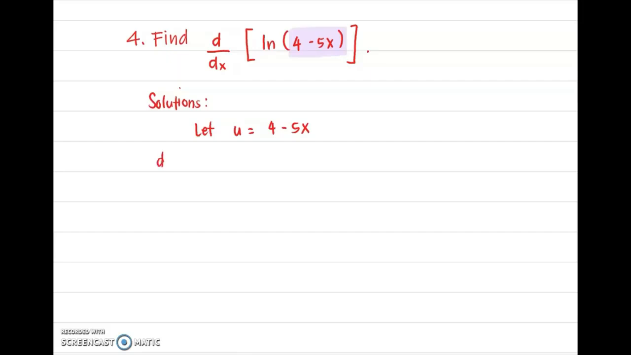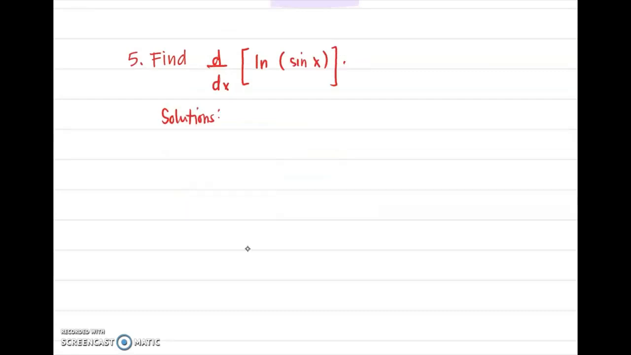So the derivative of the natural log of 4 minus 5x is equal to u prime over u. And the derivative of our u is 5, negative 5. So u prime is equal to negative 5 over u, which is 4 minus 5x. Okay. And since our answer is already in its simplest form, that's already our final answer.